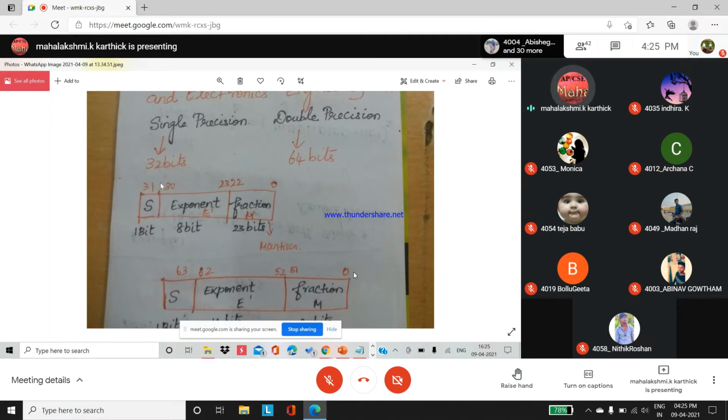So for single precision, what are the fields involved? Sign bit, exponent value and fractional value. For each field, how many bits are allotted? 1 bit for sign, 8 bits for exponent, and 23 bits for fraction. The bits are numbered 0 to 31: from 0 to 22 is the fractional value, from 23 to 30 is the exponent, and the last, bit 31, is the sign.